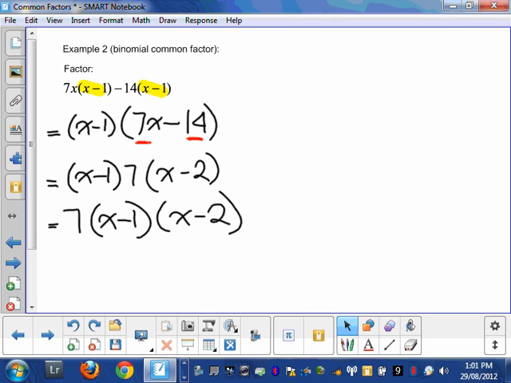Of course, nothing stops you from checking your work. How are you going to check? By expanding. And we're going to leave this with you. Check by expanding.